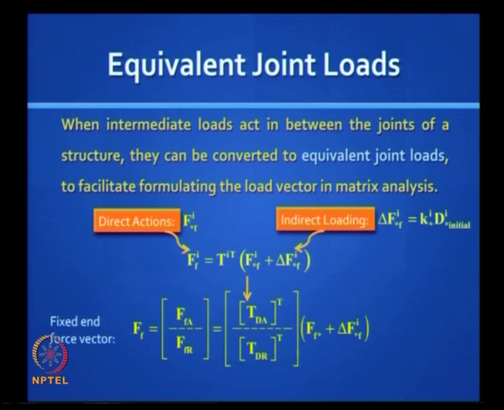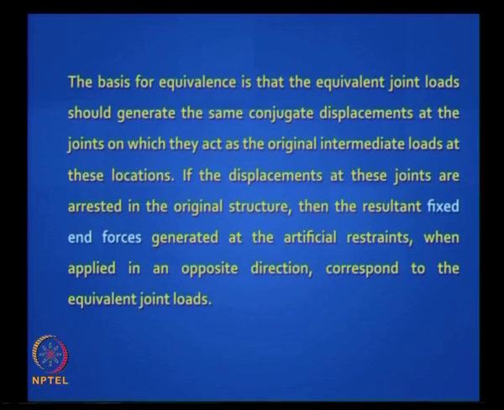So you pick up your fixed equivalent joint loads from FFA, A is at the active degree of freedom, and then you have to apply it in the opposite direction, as you remember in the classical stiffness method, and that is your equivalent joint loads. I am just brushing up what we have done earlier, but we are doing it in a matrix format. The basis for equivalence is that the equivalent joint loads should generate the same conjugate displacement at the joints on which they act as the original intermediate loads at these locations.